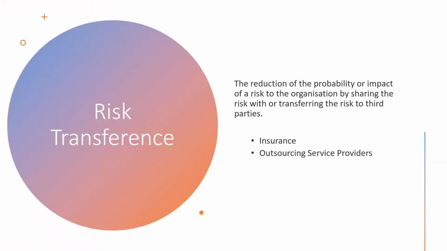Risk transference. When we insure a risk, what we're doing is we're seeking to reduce the financial impact to our businesses in the event the risk were to materialize. When we outsource to an external service provider, we're seeking to reduce the probability of the risk occurring.